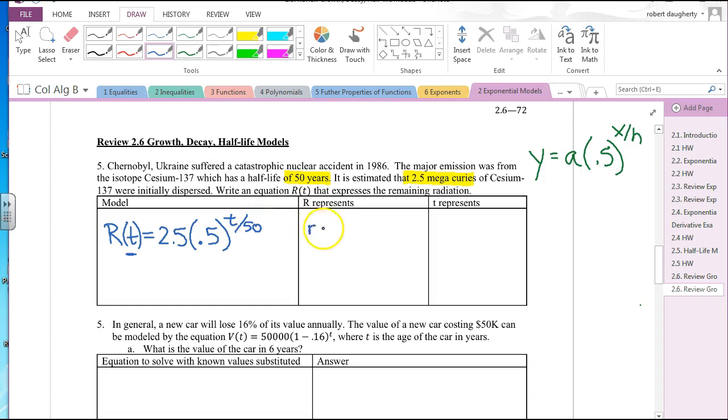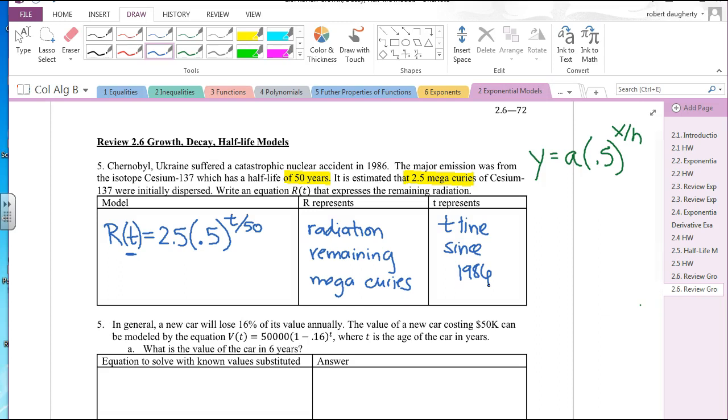R represents the radiation remaining, and always give a unit, and that is in megacuries. You don't have to know what a megacurie is, but this formula gives radiation remaining in megacuries. T represents the time since, when did this model start? In 1986.